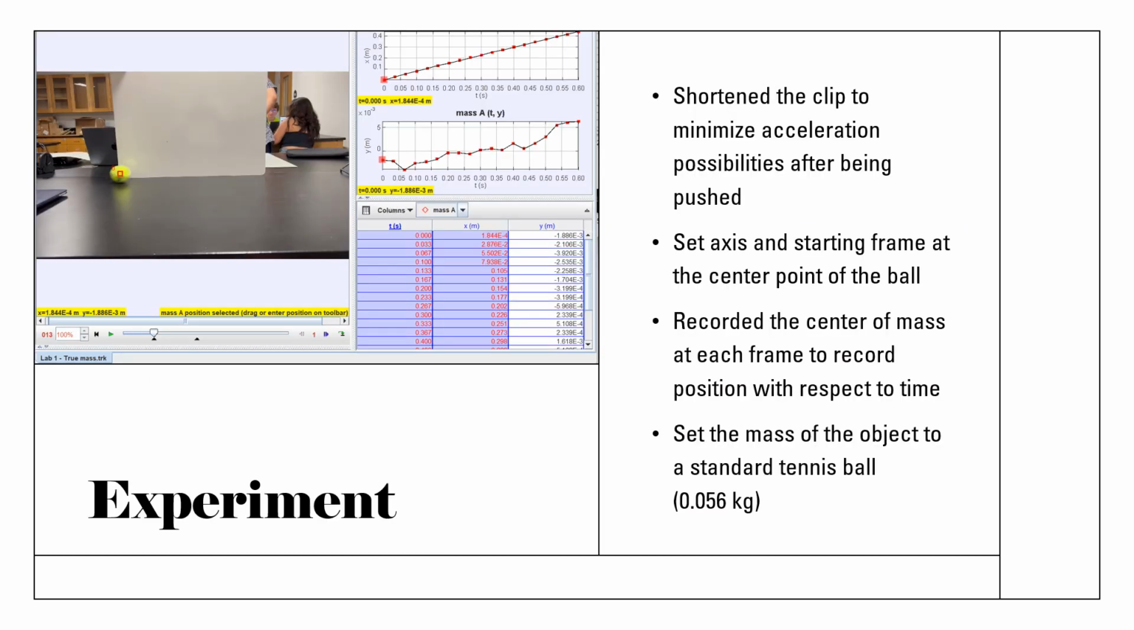After putting the video into Tracker, I shortened the clip to minimize accelerations and the possibility of after being pushed, and set the axis and starting frame at the center point of the ball. After that, I recorded the center of mass at each point, each keyframe of the video, to plot the position, and set the mass of the object to the standard mass of a tennis ball.